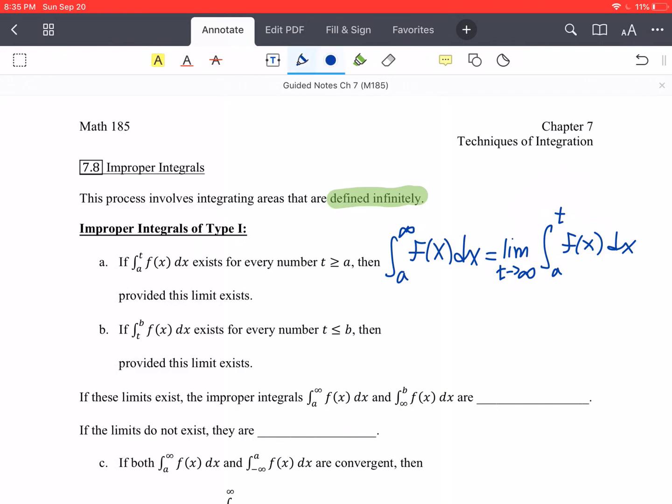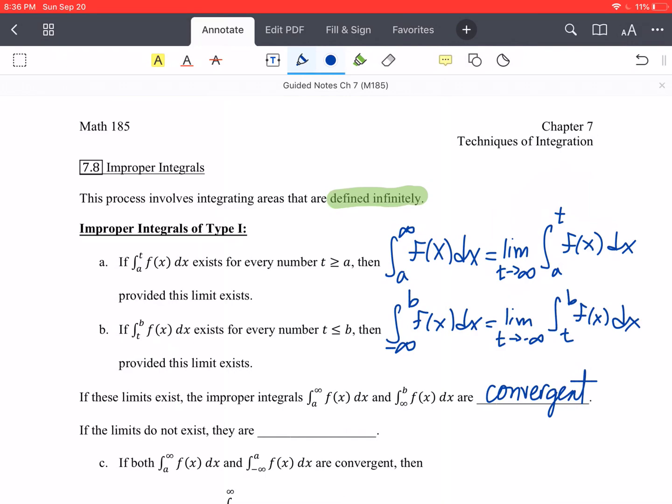And then for part B, we have the same kind of thing, but just on the negative side. So if the integral from t to b exists for every number t less than or equal to b, then the integral from negative infinity to b of f of x dx equals the limit as t approaches negative infinity of the integral from t to b of f of x dx, provided this limit exists. Okay. If these limits exist, then these improper integrals are called convergent.